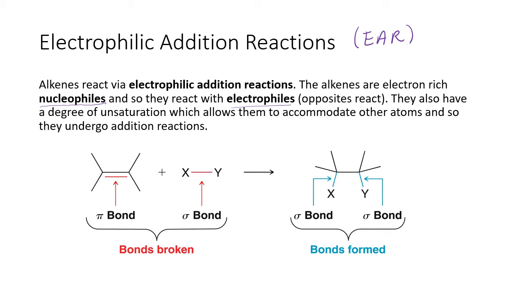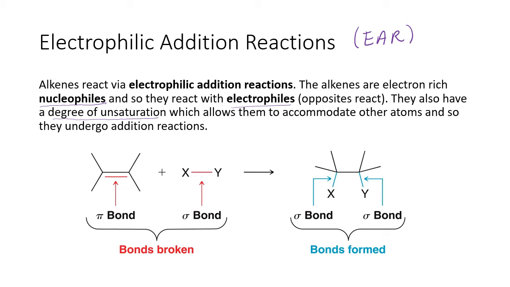An alkene, we learned, also has 1 degree of unsaturation, and so they can accommodate other atoms around them once that double bond breaks, where the pi bond is held. And so that's why it's referred to as an addition reaction, because you're adding something across the double bond is how we would describe that.